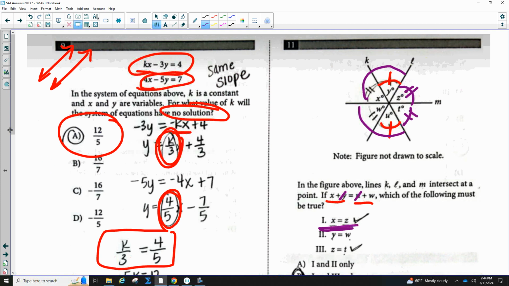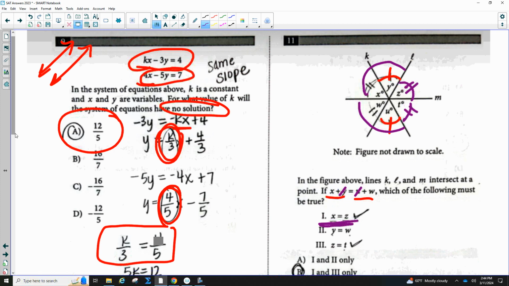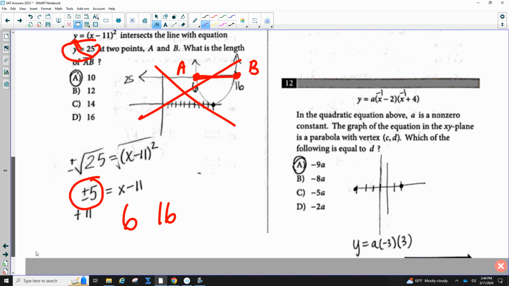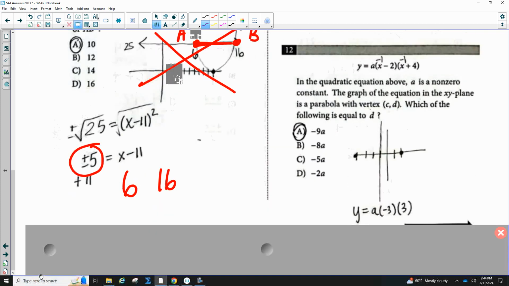All right. Here we have a quadratic above. A is a non-zero constant. The graph of the equation in the xy plane is a parabola with a vertex at (c, d). What is equal to d? Okay, you guys, this is in vertex form. I don't know when you guys learned this, but it's past algebra 2, all right? Maybe algebra 3, maybe pre-calc, okay? But it's in vertex form.